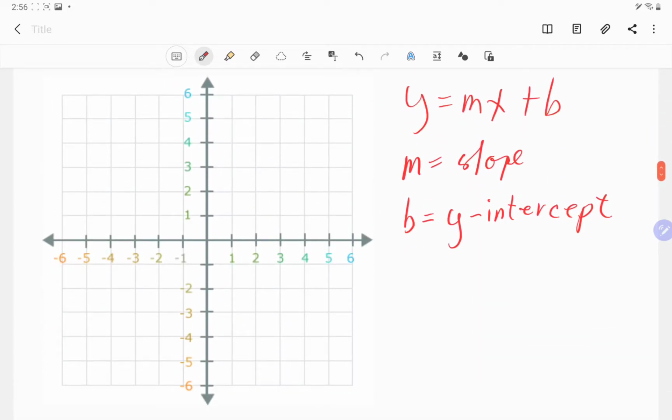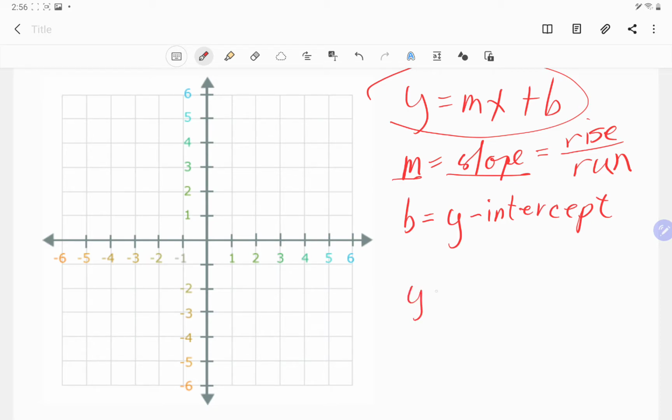The slope-intercept form is y equals mx plus b, where m is your slope, or what we call the rise over run, and b is our y-intercept. For example, y equals 2x plus 2. Our b here is 2 and our slope is 2.